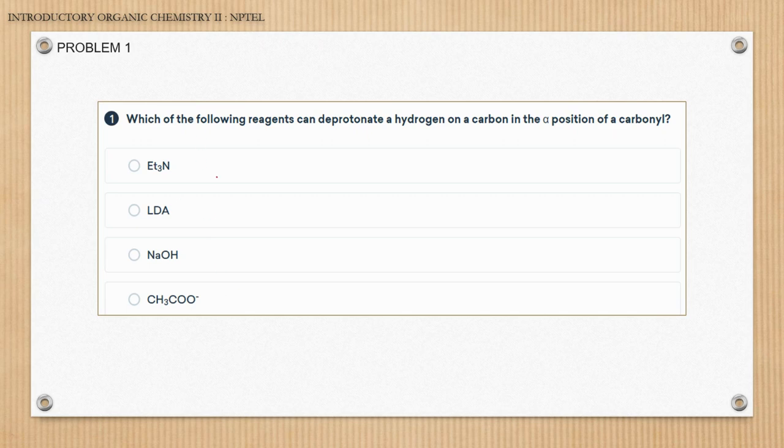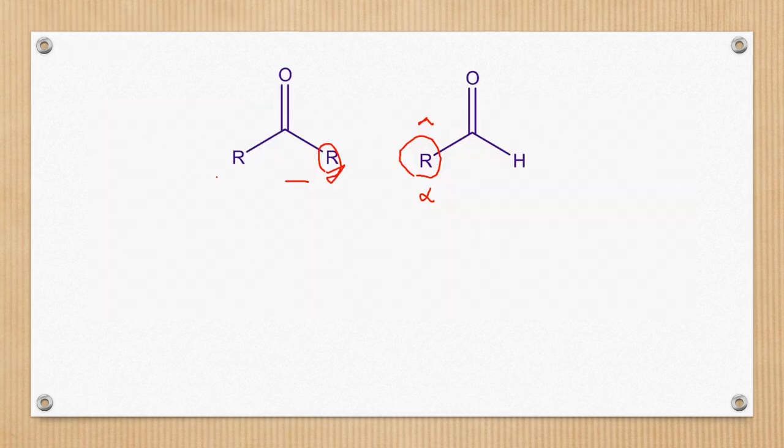So these are the four bases given. Among these you have to select one base that is very strong, which can deprotonate the hydrogen. Can anyone tell me which is the strongest base? Lithium diisopropylamide. Yeah, LDA, lithium diisopropylamide. This is the strongest base among these four. So you need the strongest base to deprotonate the alpha hydrogen.